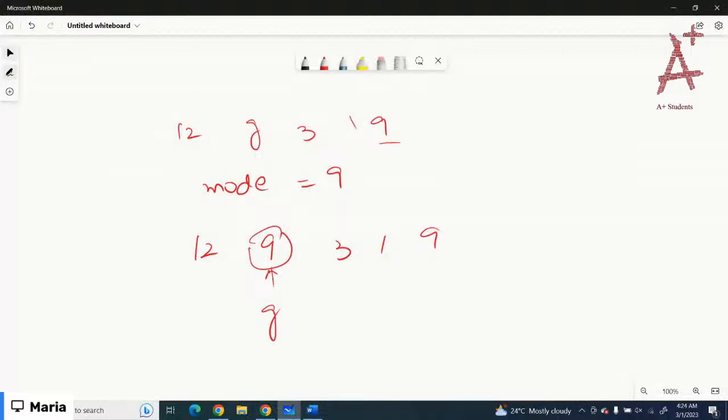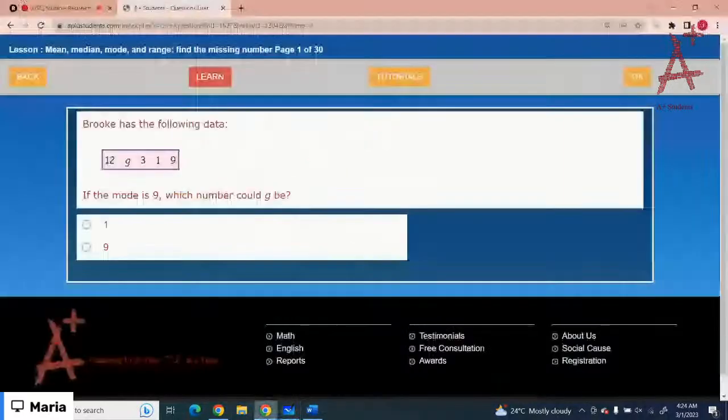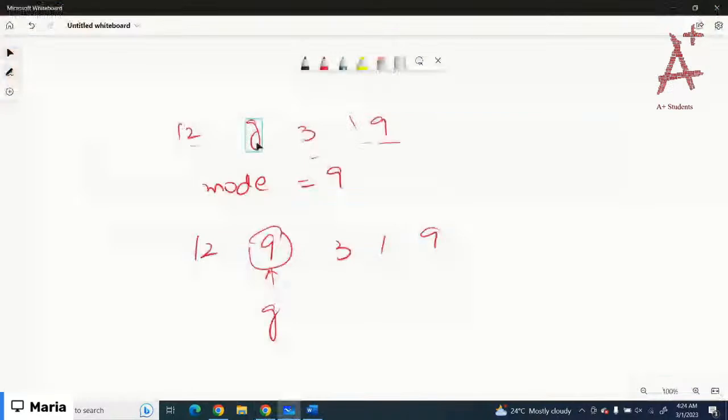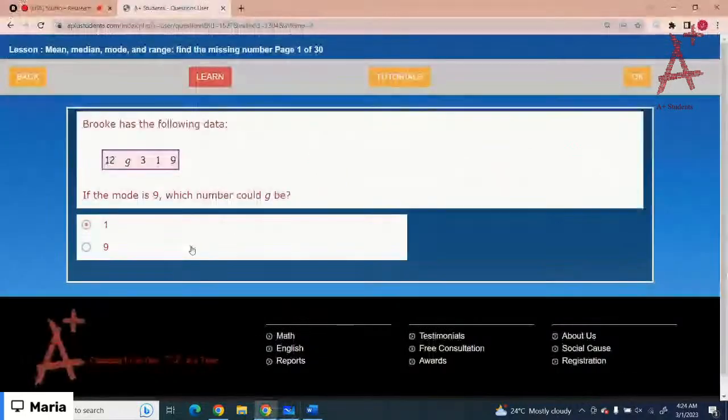If all the numbers appear just once in the data, like 12, 3, 1, and 9, let's suppose G is any other number. For example, if G is 1, the data is 12, 1, 3, 1, 9. In this case 1 appears twice, so the mode would be 1. But you are given the mode is 9. That means G must be 9. Got it? So select the correct option, G is 9. The missing number is 9.